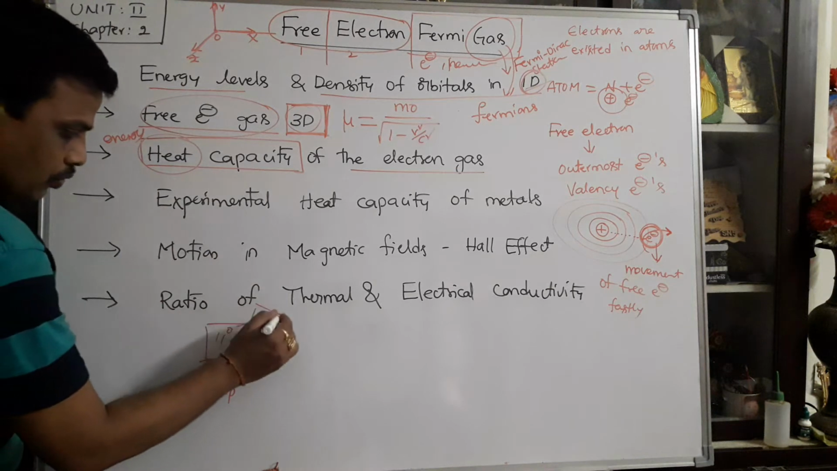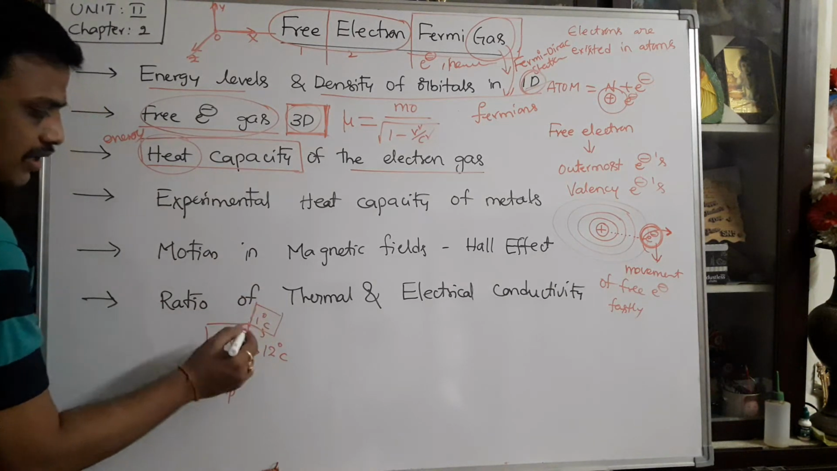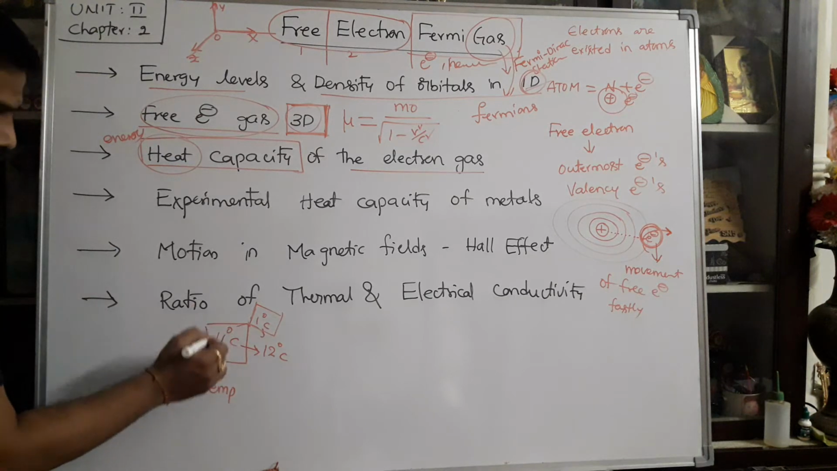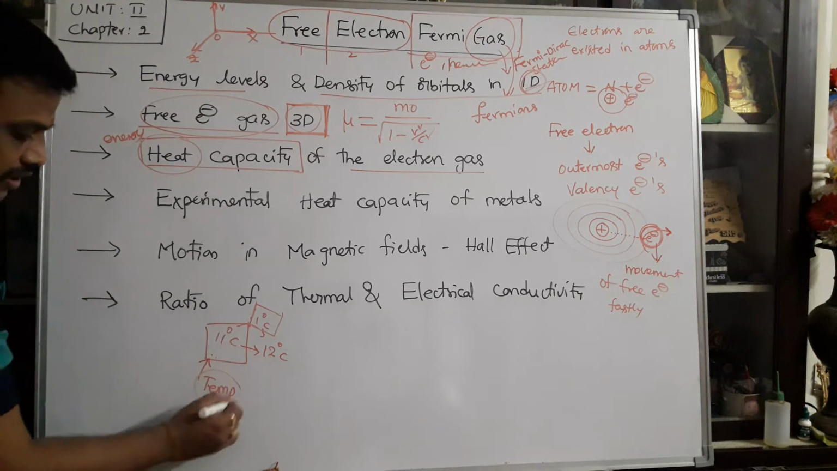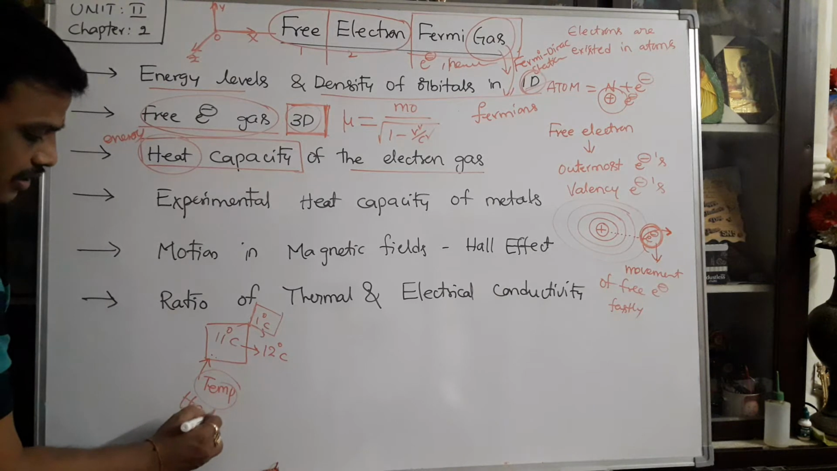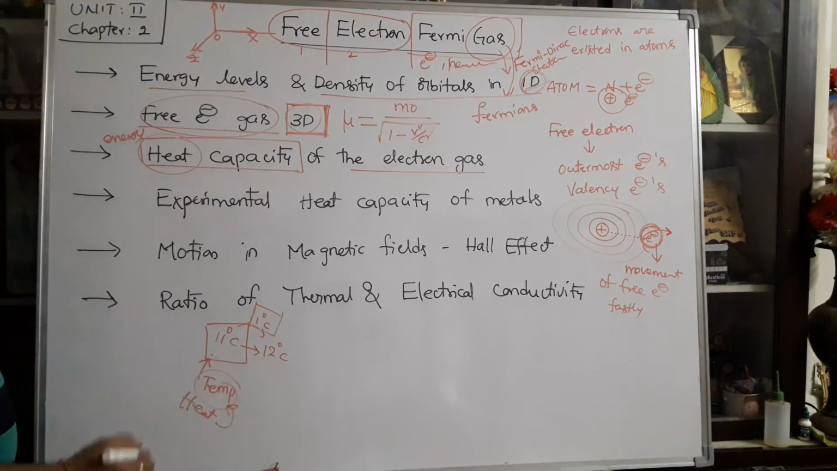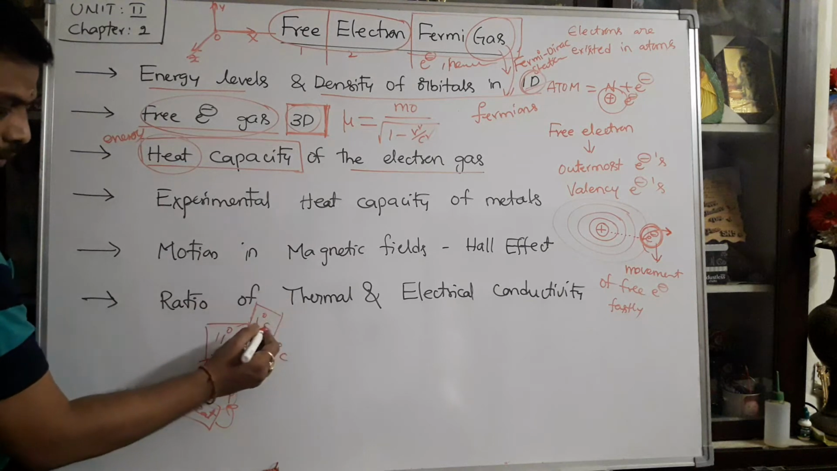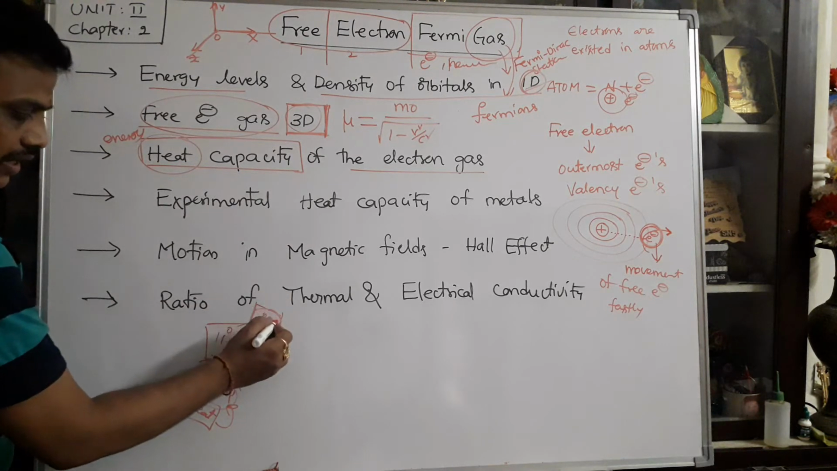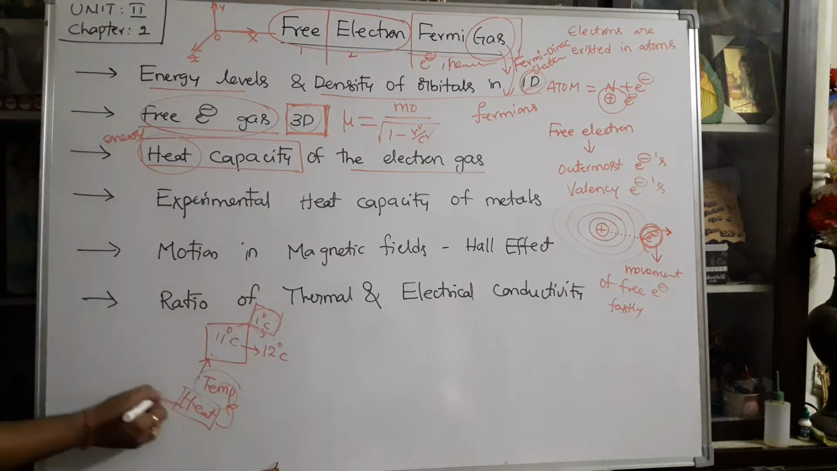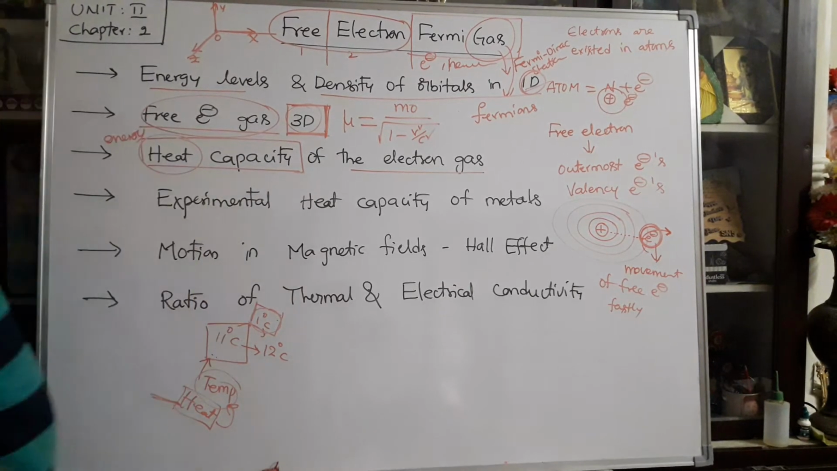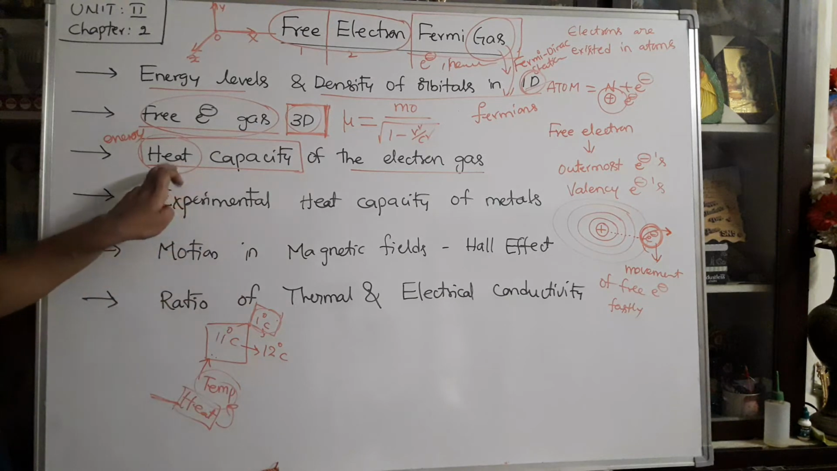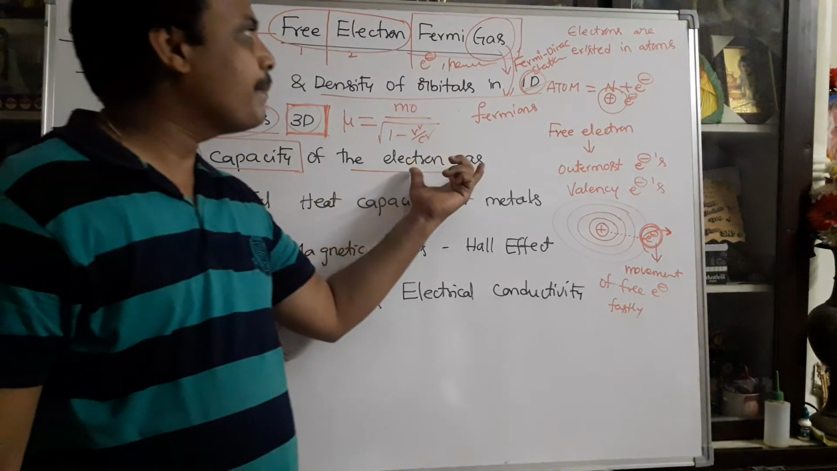To raise the temperature by 1 degree centigrade, what do you need? The absorption of energy is needed. The absorption of energy is given by using heat, in the form of temperature. The minimum amount of heat required to raise the temperature of the body by 1 degree centigrade, that absorbed minimum heat can be called heat capacity. This particular term can be explained with respect to Fermi gas.